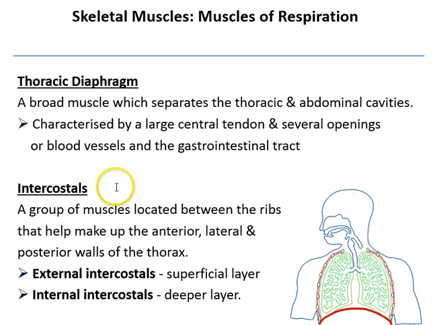We also have intercostals, which are layers of muscles located between the ribs, and they will help elevate or depress the rib cage. External intercostals are the superficial layer, internal intercostals are the deeper layer.